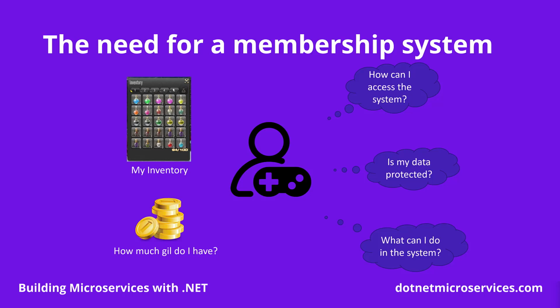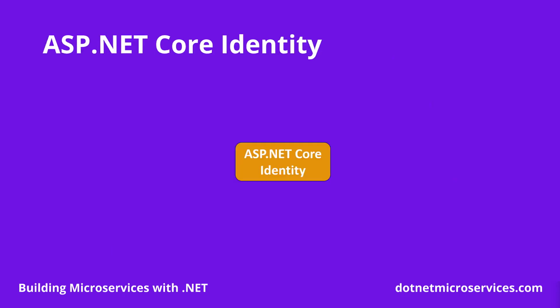As you may realize by now, we need a system to take care of all of this. Specifically, a membership system. Luckily, there is a membership system already baked into the .NET platform, and it's called ASP.NET Core Identity. This membership system brings in APIs to perform all the basic user management tasks, such as registering a new user, getting the list of registered users, and updating or deleting existing users.